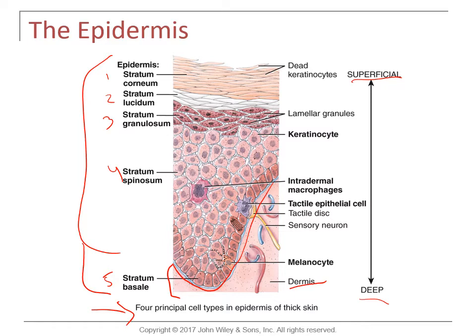So here in the stratum corneum, as we discussed in the previous slide, we have the keratinocytes. In the stratum granulosum, we have the lamellar granules. In the stratum spinosum, we have again keratinocytes, and we have the intraepidermal macrophages. And here we can see a part of the stratum basale, where we have the tactile epithelial cells, and here we have the tactile disc, which is part of the dermis. We have the sensory neuron, which is part of the dermis, and inside the stratum basale we have the melanocytes.